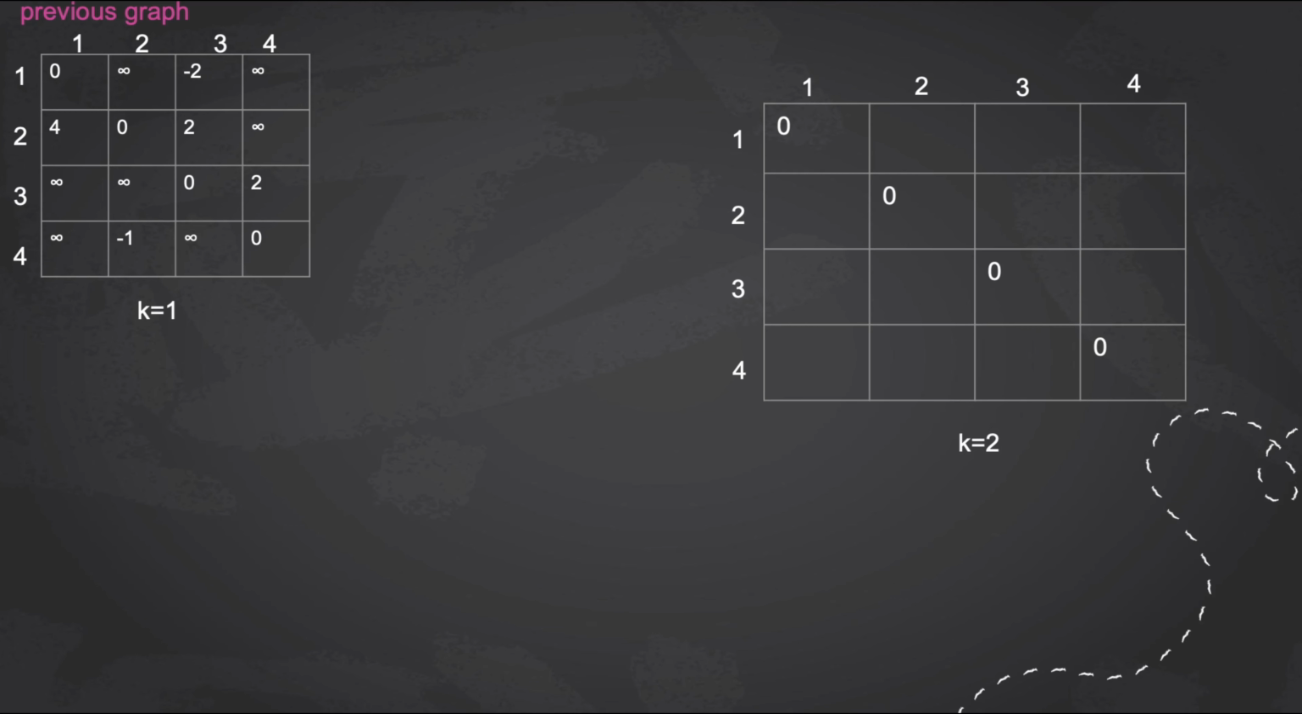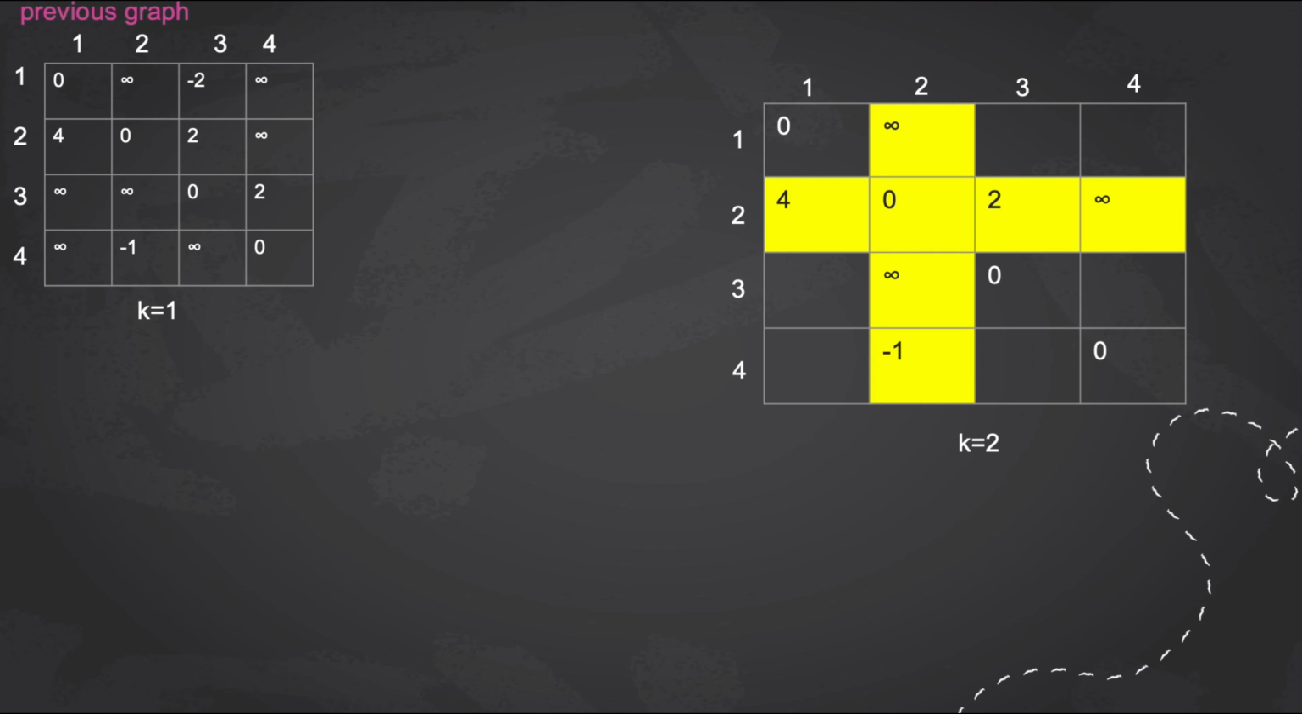We copy the second row and the second column. We're trying to find the shortest path from i to j by allowing vertex 2 to be an intermediate vertex. i to j is the path on the graph. Once more, we're looking at the graph before it, so k equals 1.